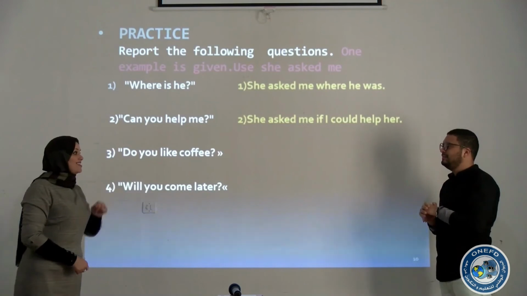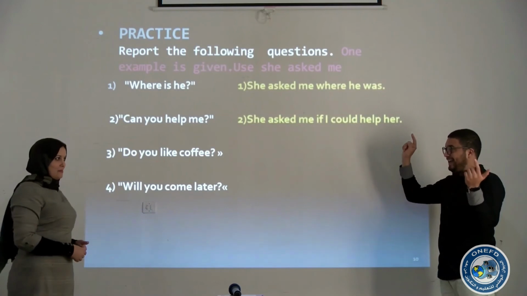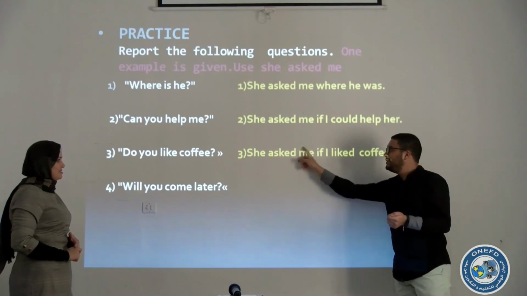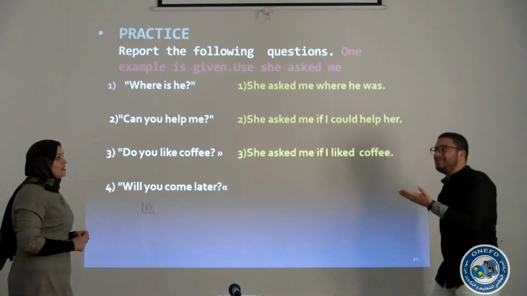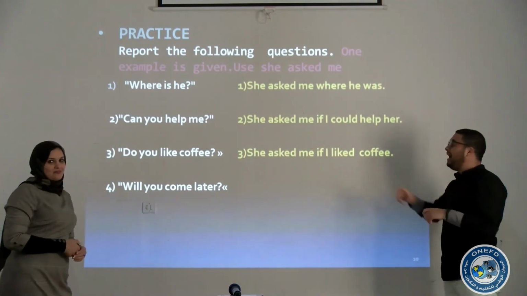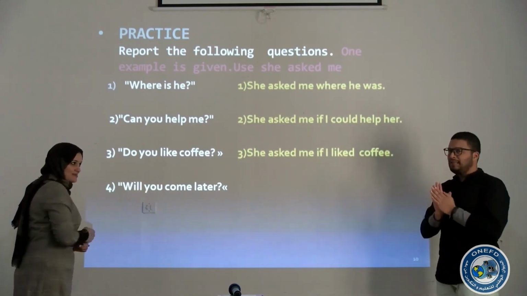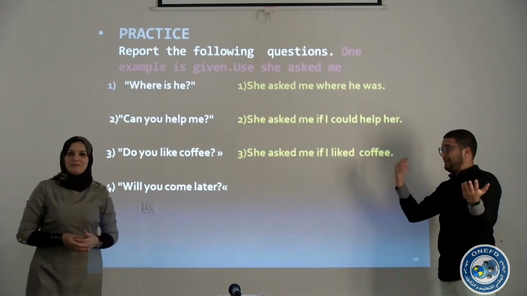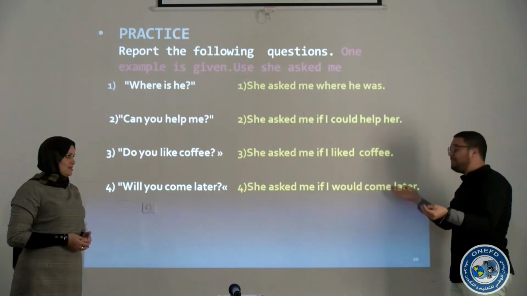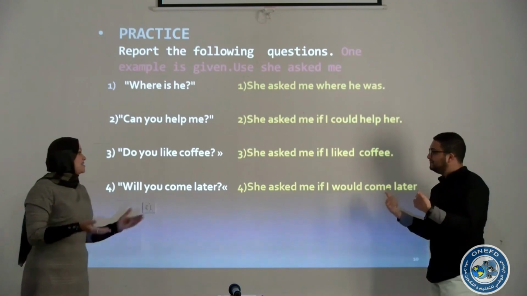Do you like coffee? So she asked if I liked coffee. Great. And we introduced the indirect object. So she asked me if I liked coffee. And the last one: will you come later? So she asked me if I would come later. Will, would. Easy? As easy as that.